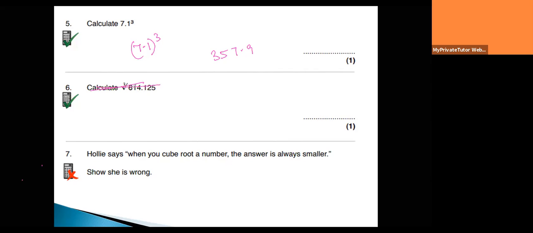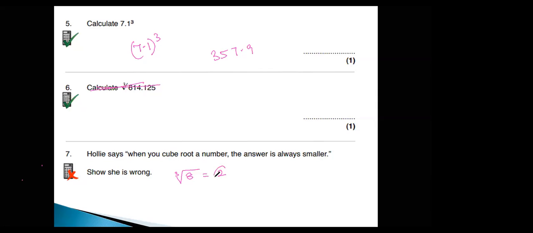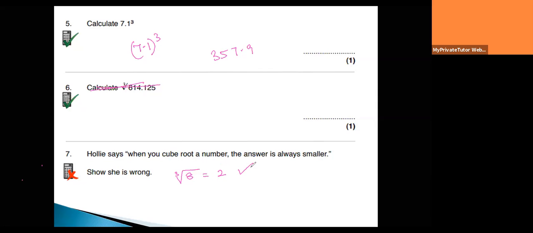Do you understand the question? Holy says, when you cube root a number, let's take any number, the answer is always smaller. So she is correct, right? Yeah. So that's the only thing. I think we can't do much there.